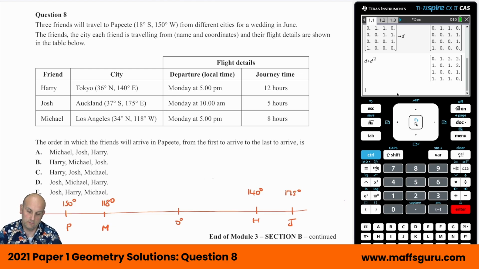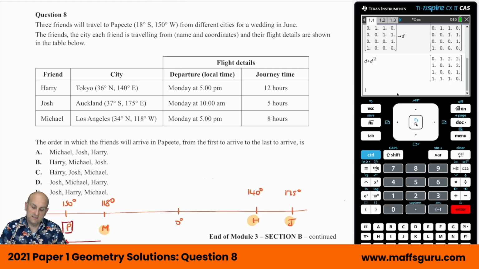So Harry, Josh, and Michael. Just to let you know what my diagram here is, there's Harry, there's Josh, and there's Michael. They're going to this wedding, and they're going to leave at various times, local time, and they've got various journeys. Okay, so this is where they're going to try and go, this value here. Now it would make sense that Michael is going to fly that way.